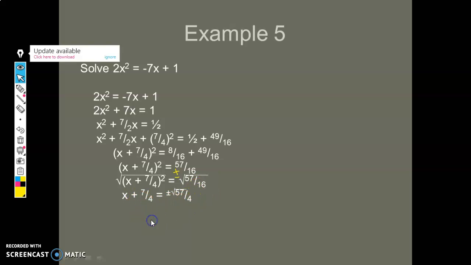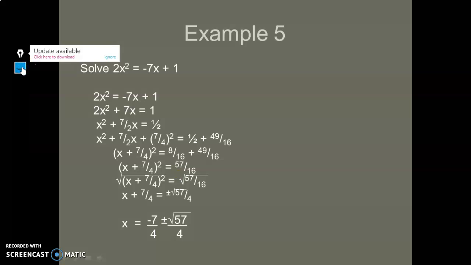I'm going to subtract the 7/4 from both sides, and then really that's about all I can do with this. The square root of 57 is, I think, a prime number, but I know you can't take out any perfect square factors from that. So anyhow, that is it for this. Hopefully now you can do a harder one with completing the square.